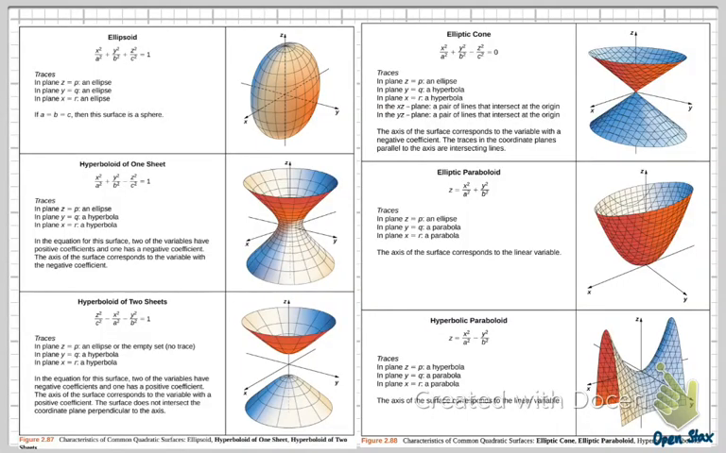So now let's recap all these. When I look at this first one, here's my ellipsoid, and that's what we talked about previously. That's just x squared over a squared plus y squared over b squared plus z squared over c squared equals 1. And that's what we see off to the right here.